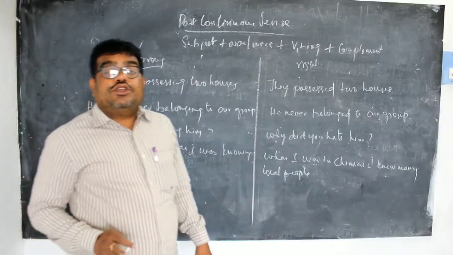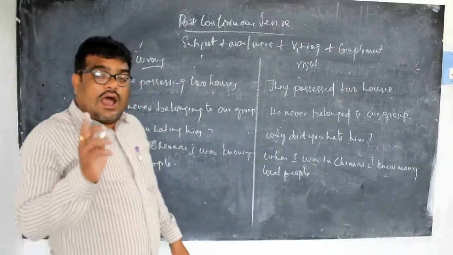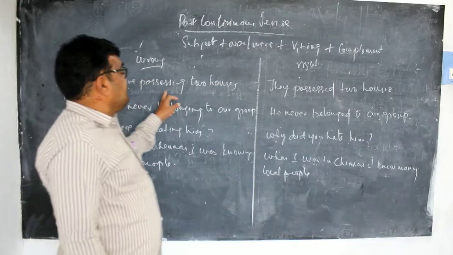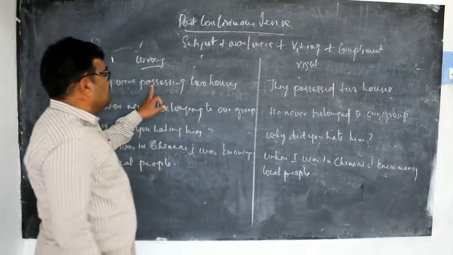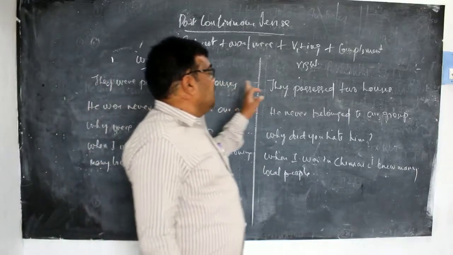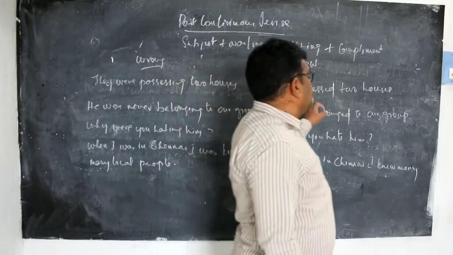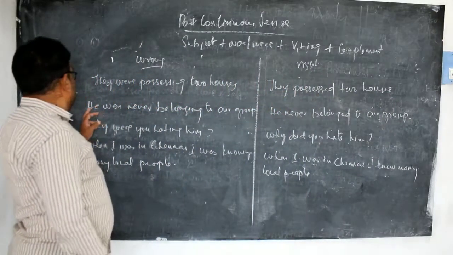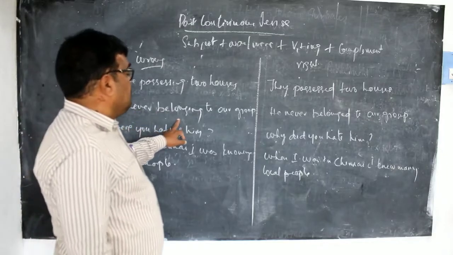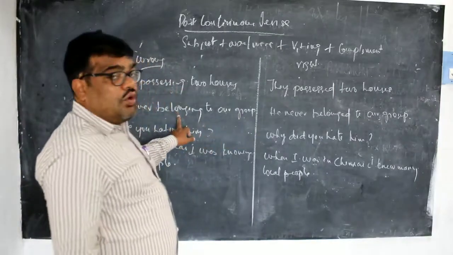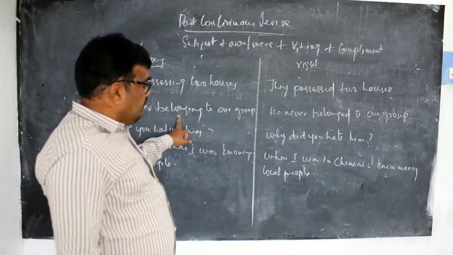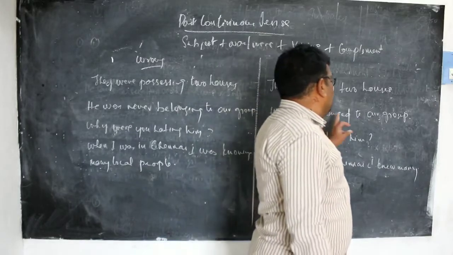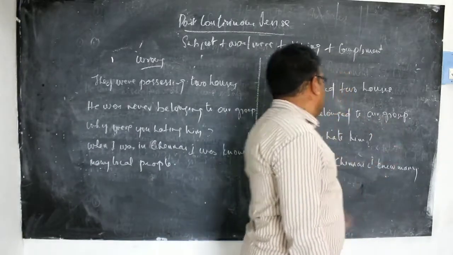Some verbs cannot be used in continuous tense. I will show you through examples. The first example: they were possessing two houses. It must not be used in ing form, so better use the simple past: they possessed two houses. Another example: he was never belonging to our group. This must not be used in continuous tense, so better use the simple past: he never belonged to our group.